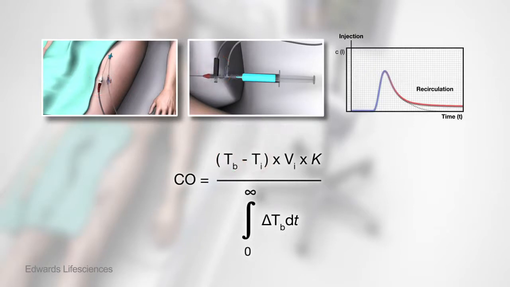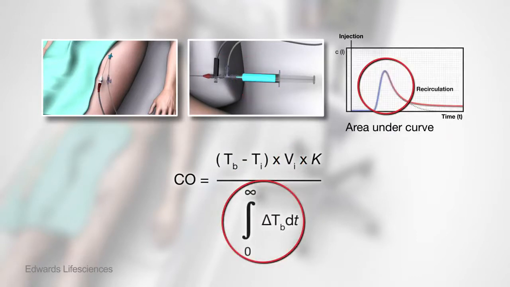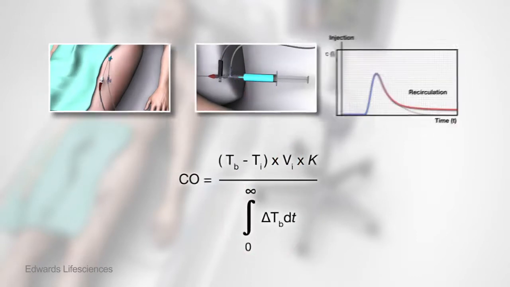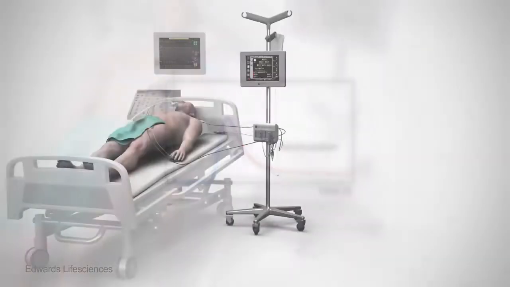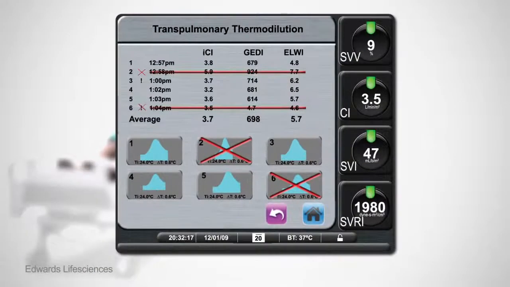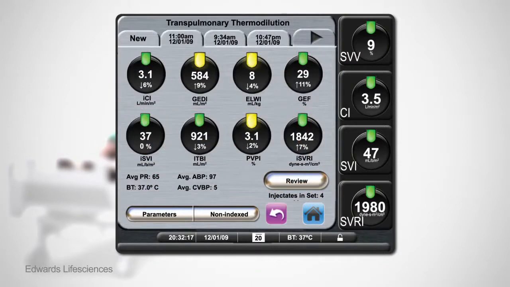After injection, the computer analyzes the area under the curve to calculate cardiac output. The size of the curve is inversely proportional to the cardiac output. The smaller the curve, the higher the cardiac output. A series of boluses are performed and edited to obtain an average value. Once edited, the measured and derived calculations are displayed and timestamped for retrospective review.